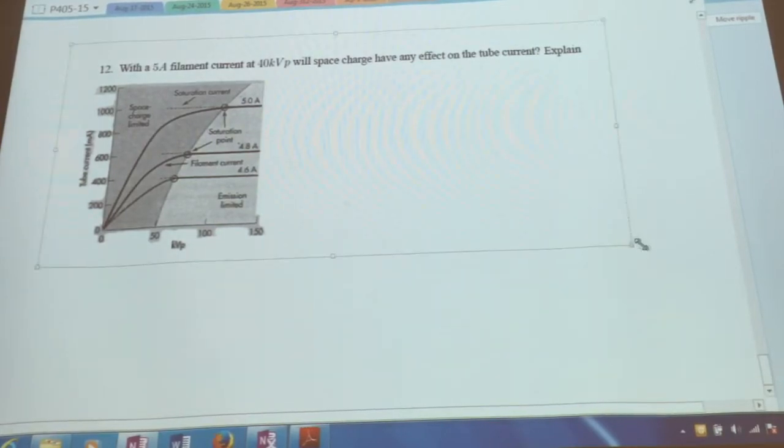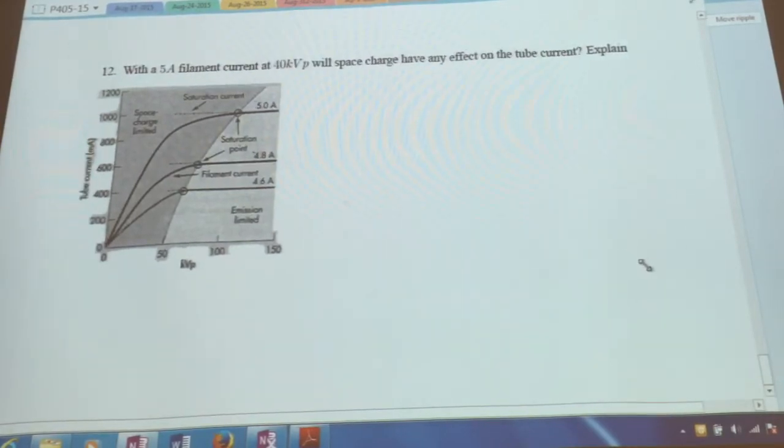All right, so the answer to this one is 5 amp tube filament current at 40 kVp. Will space charge have any effect on the tube current? So at 40... No, kVp, not 40 yet. kVp, stop here. Now we're looking for 5 amps. That's here.